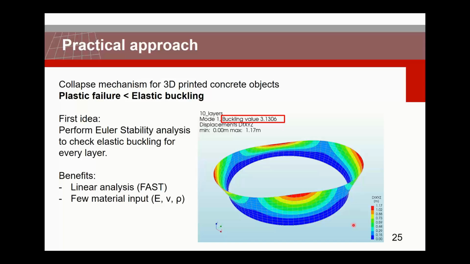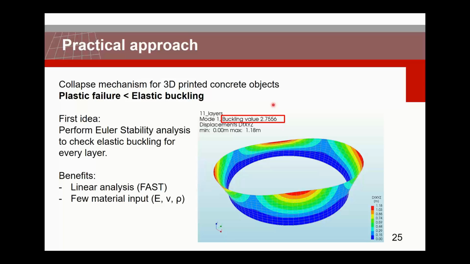So the first idea is to perform a Euler stability analysis to check the buckling load for every layer. You can see it here on the right side, this image. We now have 10 layers, and we see that we have a buckling value of 3.13. That means that the 10 layers can withstand 3 times the self-weight, or at least a little bit over 3 times the self-weight. So that means actually that it's still sufficient. Only when the buckling value becomes below 1, that means it cannot withstand its own self-weight anymore.